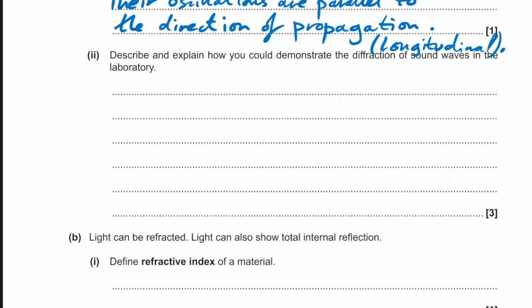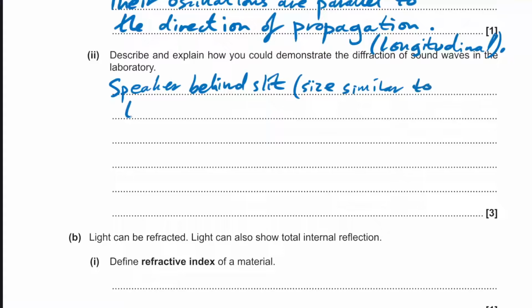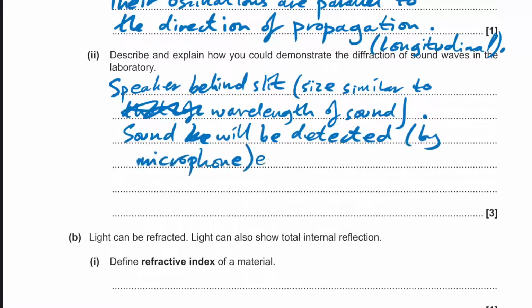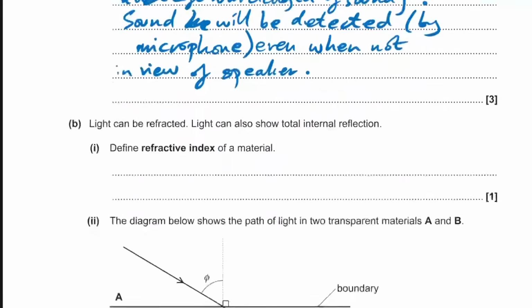Describe and explain how you could demonstrate the diffraction of sound waves in a laboratory. Oh, I don't know. We have a speaker behind a slit. Just like all diffraction, we should say the size is similar to that of the wavelength of sound. Sound will be detected by a microphone or whatever, even when not in view of the speaker. Let's go with that. Stupid question.